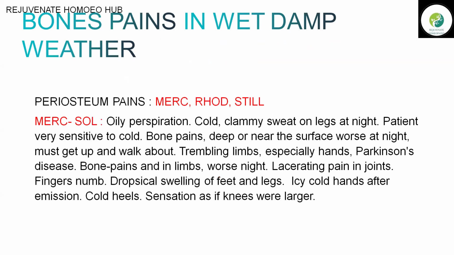Bone pains in wet weather. If there are bone pains exactly on the periosteum, that is merc, rhododendron and Stillingia. Merc, oily perspiration you can see in Mezereum; cold, clammy sweat on legs at night. The patient is very sensitive to cold, bony pains deep or near the surface, worse at night, must get up and walk about, trembling in the limbs you can see, especially in the hands.